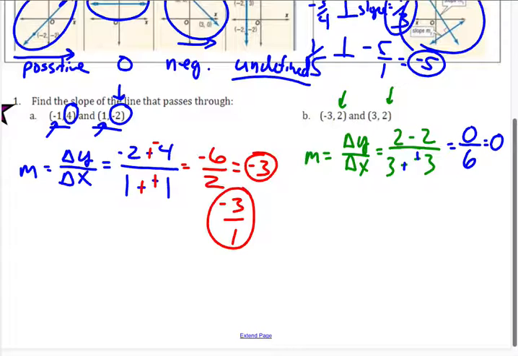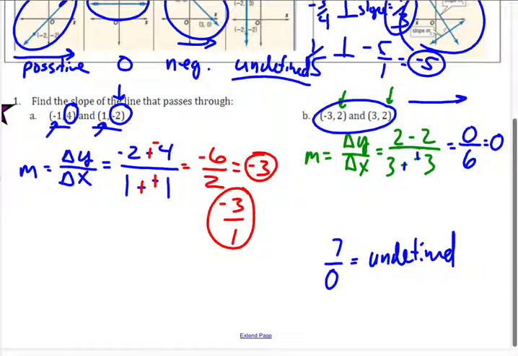If you had something, I don't care what it is, we'll say 7 over 0, you cannot divide by 0. So this would be undefined. This is an example of a horizontal line. This would be an example of a vertical line.